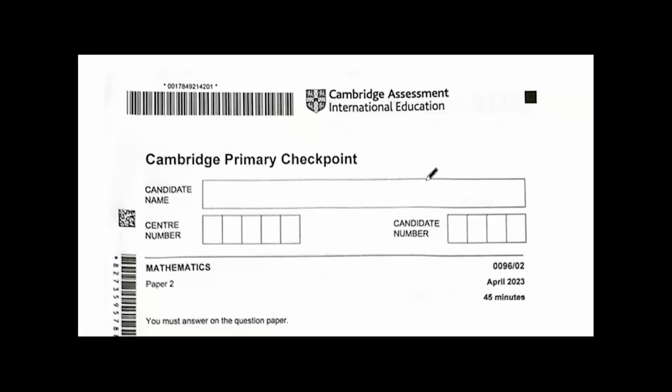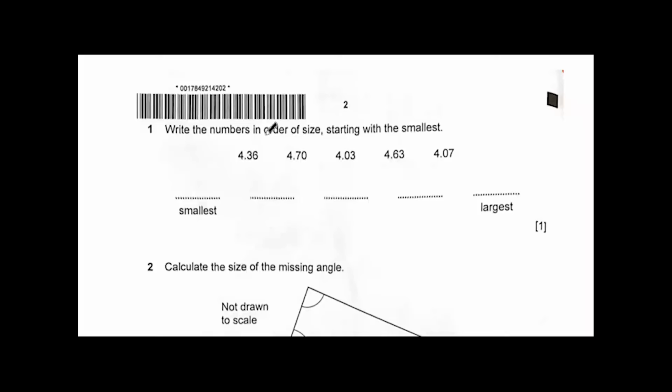Let's jump into the 26 questions. This is the first question. Write the numbers in order of size, starting with the smallest. If you look at the numbers very well, you will see that this is the smallest number here, 4.03. Then this will be the first one, followed by 4.07, then followed by 4.36. So this will be the third one, followed by 4.63. This will be the fourth one, and 4.70 will be the largest. So this will be the fifth one.